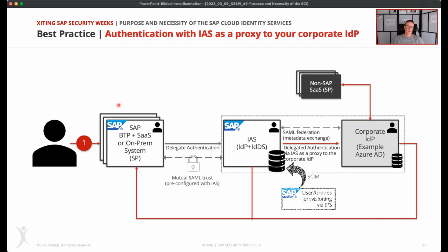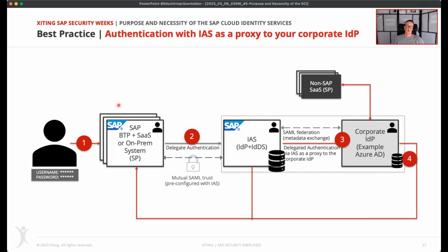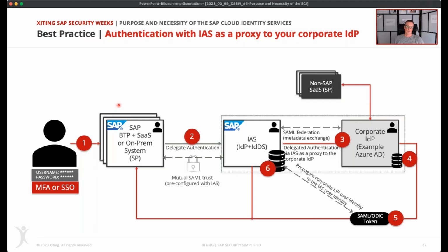So the flow is exactly as it was before. The user tries to access the SAP application and will be delegated to the primary IDP, and then, based on conditional authentication rules, on settings that you can define for each application, you will be forwarded. You will authenticate as known on the corporate IDP side, and then the first SAML token will be sent to the identity authentication service. And now the magic begins.